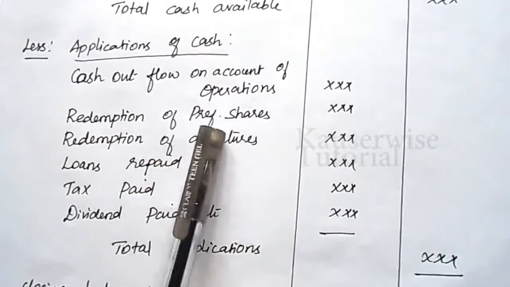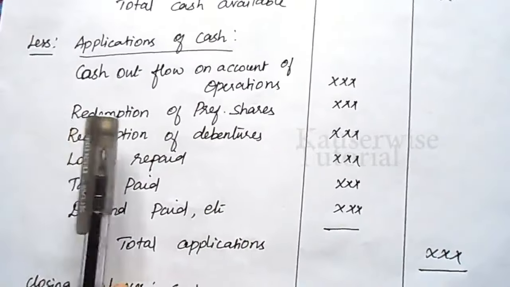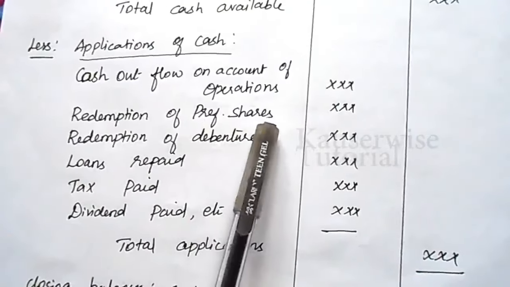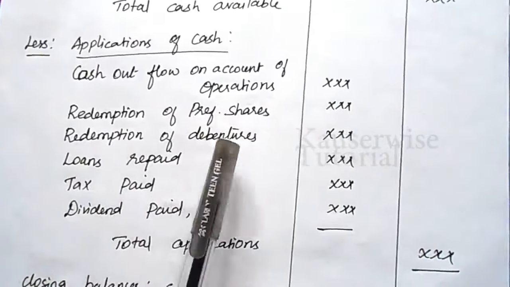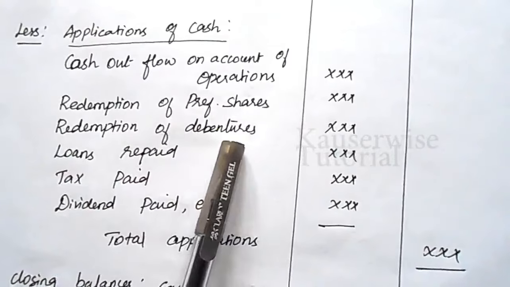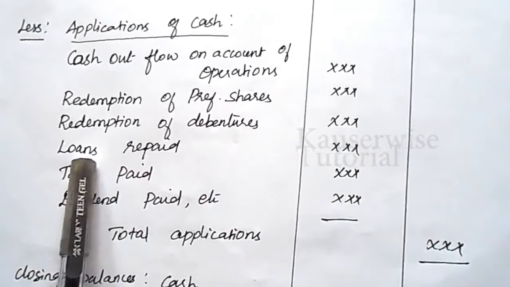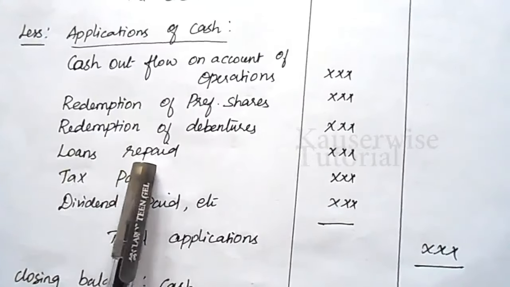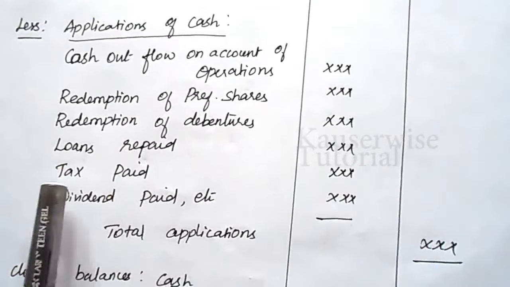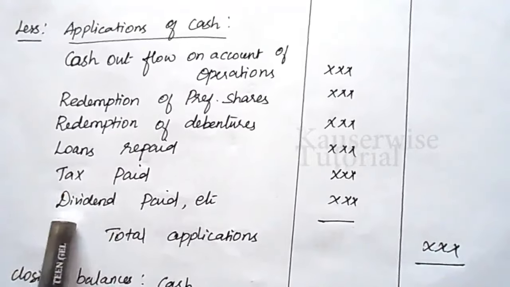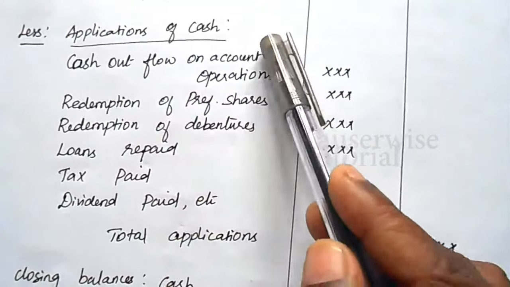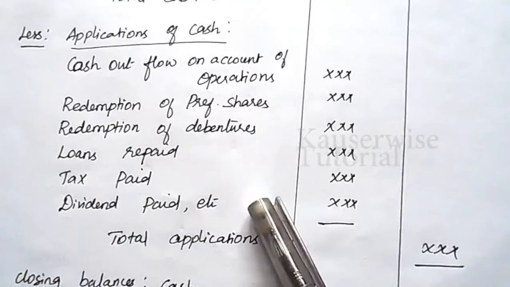Then redemption of preference shares. Redemption means repayment. So redemption of preference shares. In the same way, redemption of debentures is also an outflow of cash. Then loan repaid. That is, you have acquired a loan from the bank. Now, when you repay that amount, it will be recorded in applications. Then any tax paid and dividend paid. So these are all different forms of outflow of cash.